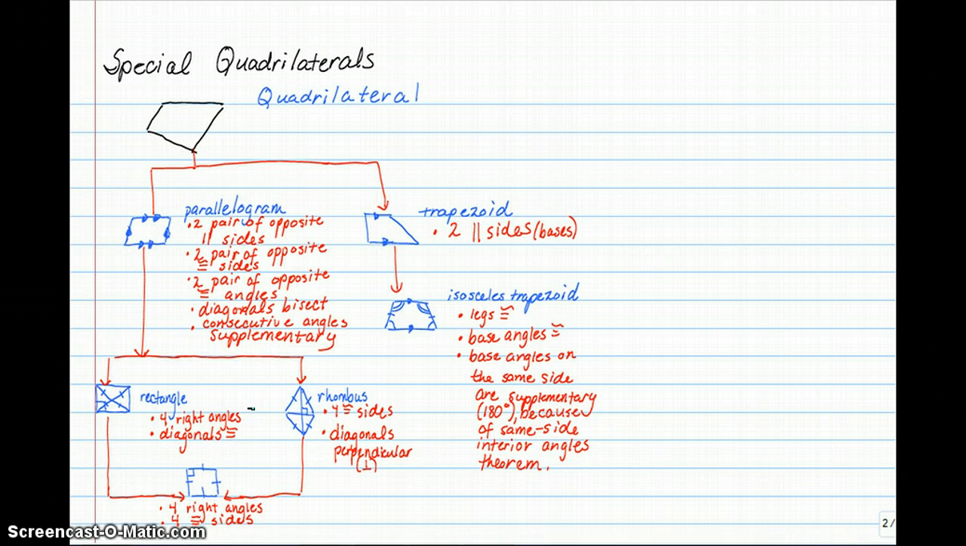For a rhombus, it has 4 congruent sides, and the diagonals, not only do they bisect each other, but they are perpendicular to one another, so they form a 90-degree angle. The square has all of the attributes of the parallelogram, the rectangle, and the rhombus. So a square has 4 right angles like the rectangle, and it has 4 congruent sides like the rhombus.